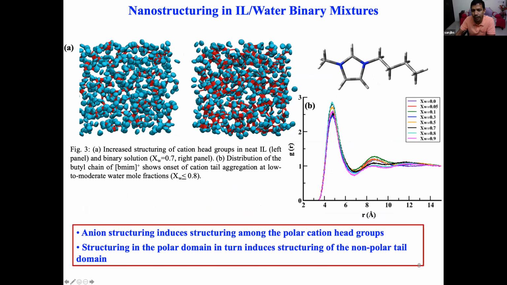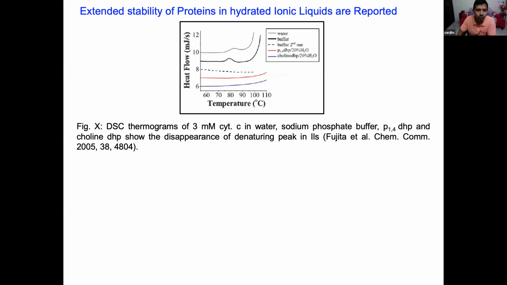If you look at the peak intensity, as I increase the density from 0 to about 0.5, 0.7, the density or the structuring among the tails are also increasing. So what we basically found out is that anion structuring induces structuring among the polar cation head groups, and structuring in the polar domain in turn induces structuring of the non-polar tail domain. And therefore, when you add low density water into IL, the binary mixture density increases. So we have given that explanation.